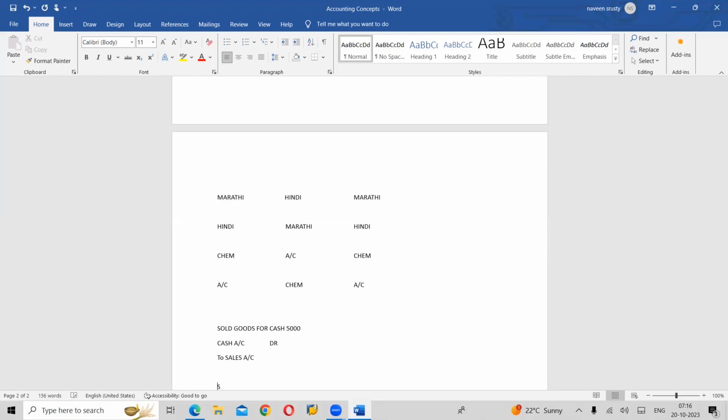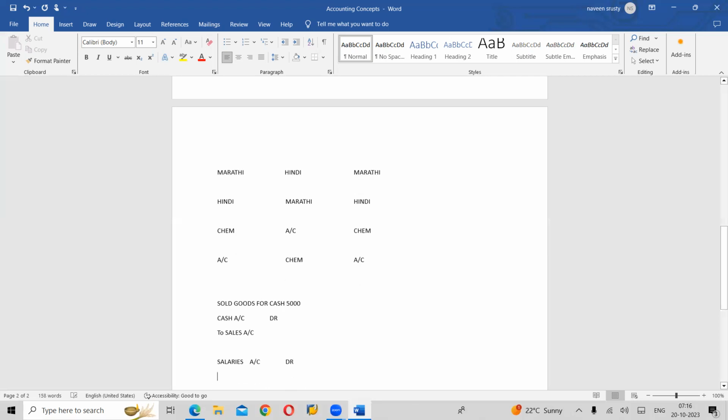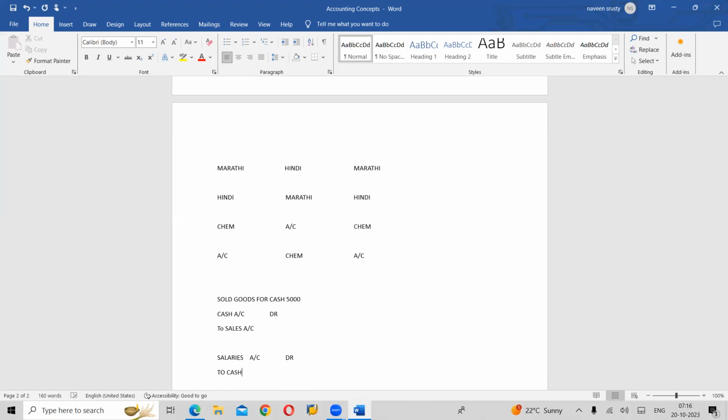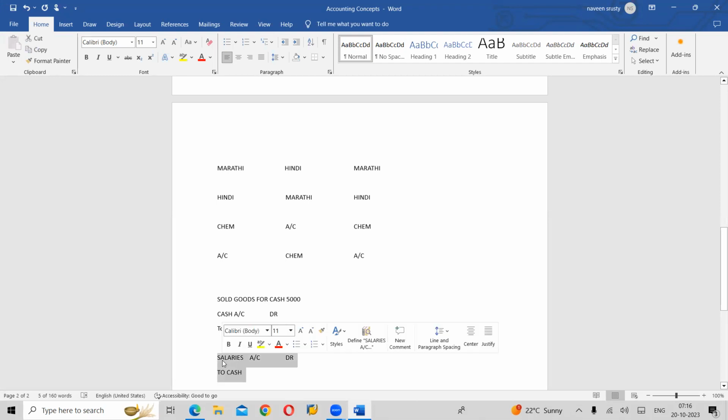Same with the accounting students. I'll take salaries account debited to cash. There's a transaction, a journal entry I wrote. What do you mean by this? What would be the statement? Paid salaries. I asked the accounting students, so am I able to communicate with this transaction? Yes. But will the chemistry student understand this? No. So I'm able to communicate between two accounting students, but I'm not able to communicate with chemistry students. Clear? So what does it mean?